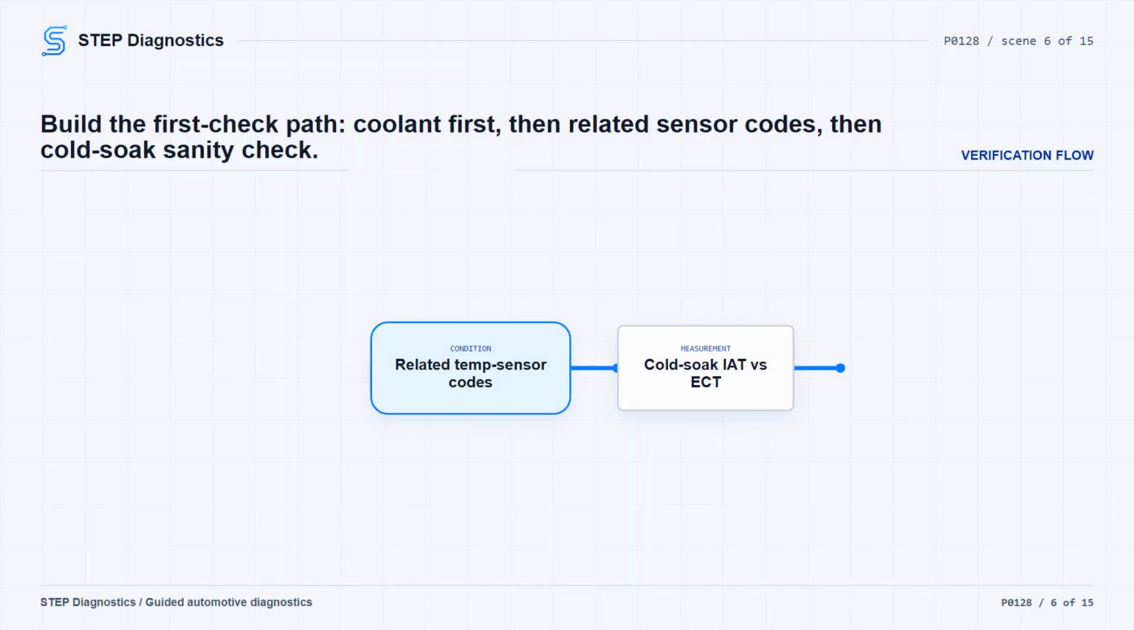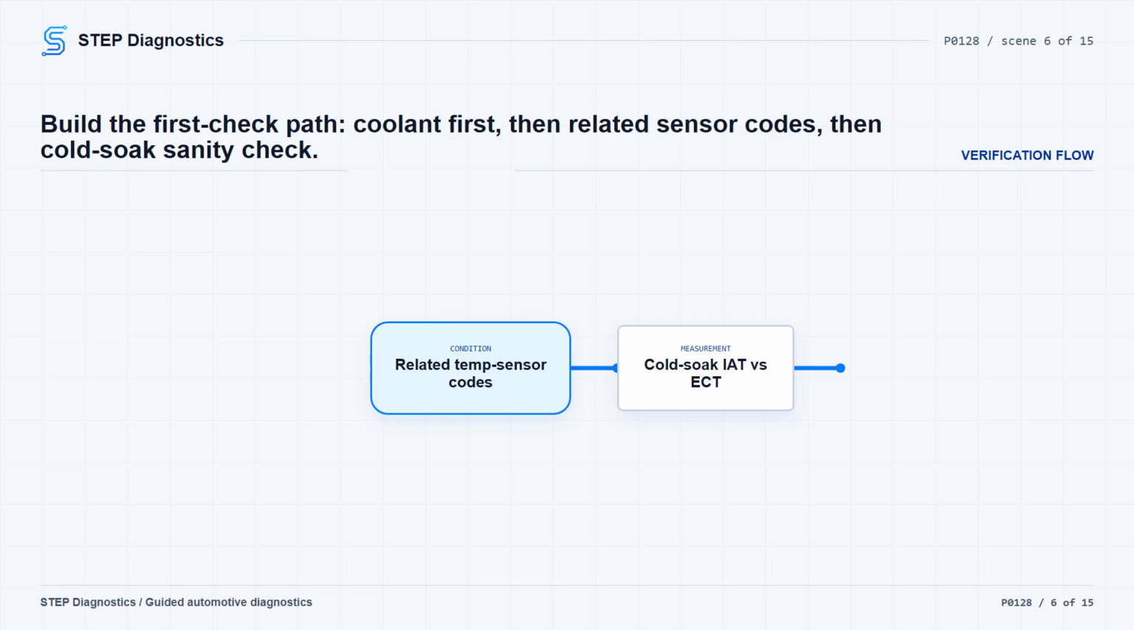The first actual check is coolant level and coolant condition. If the level or condition is wrong, correct that before going any deeper. If the coolant check passes, look for codes tied to the coolant temperature and intake air temperature sensing. If those are present, check what they mean first.